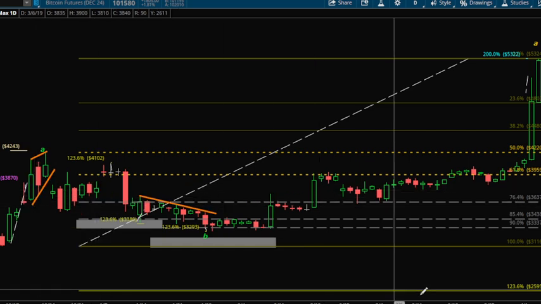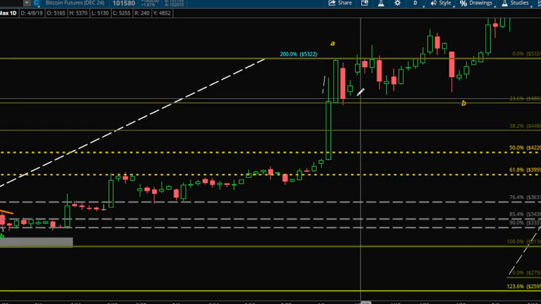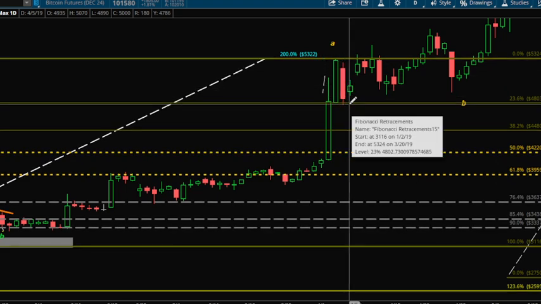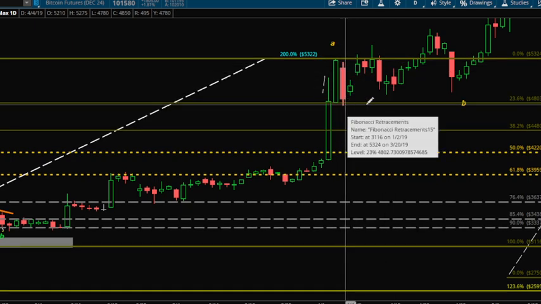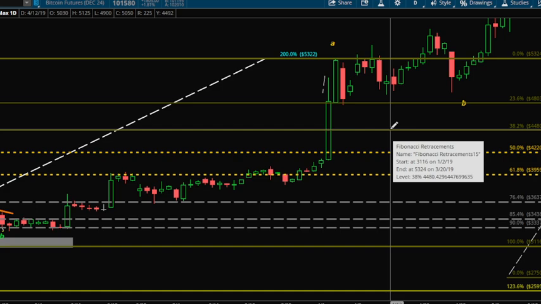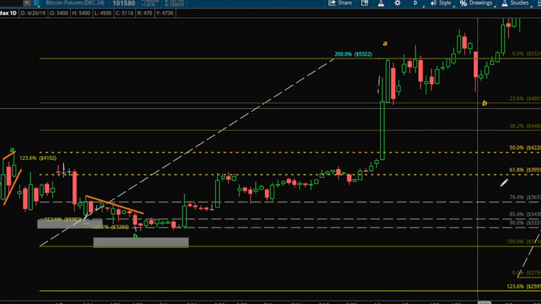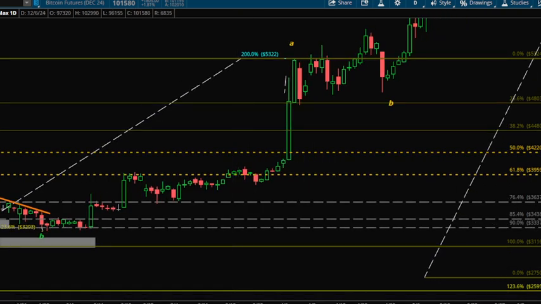Okay, well, I guess 3. But anyways, we're looking for a B. The first leg down on B hit exactly the 23.6. Typically, these corrections aren't that shallow. Usually, the most shallow is 38.2. But in this case, what has happened is a triangle formed.